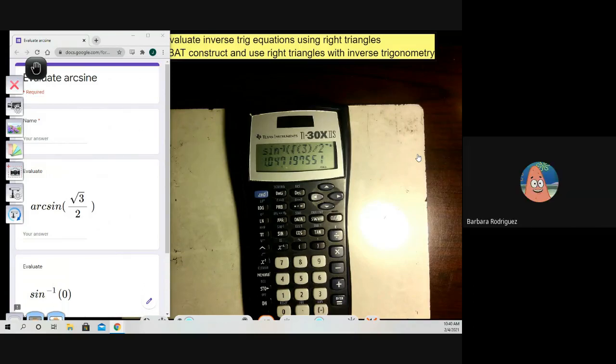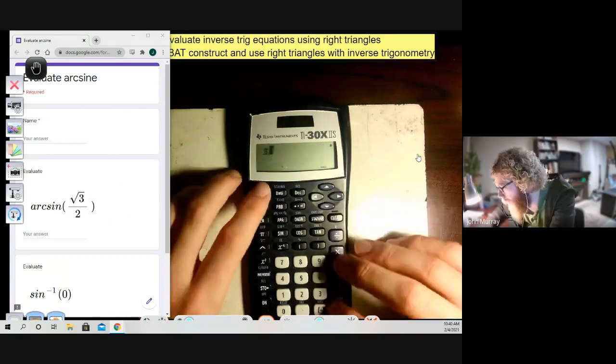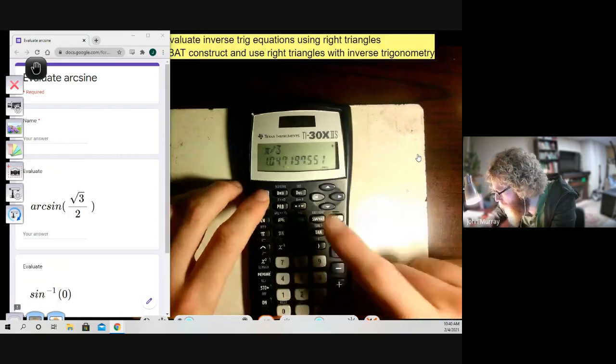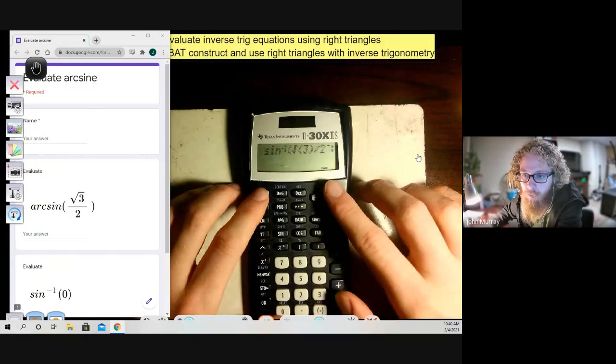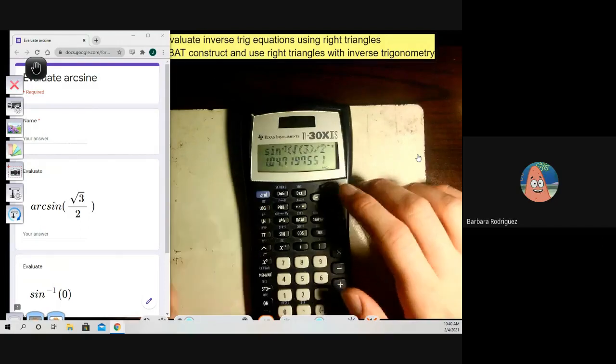So if we were to put π/3, we'd get 1.049. The whole thing? Yeah. If we calculated pi divided by 3, it's pretty much exactly the same thing. Okay, I got it.